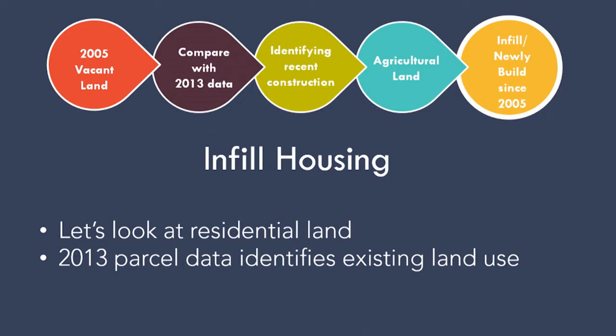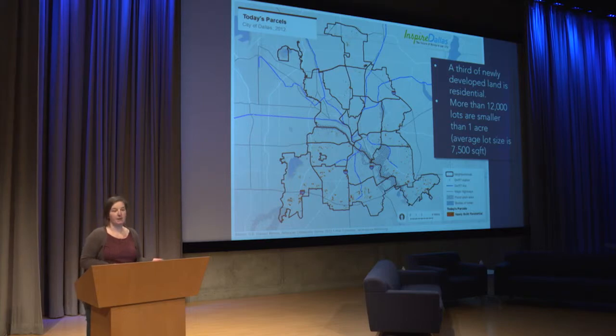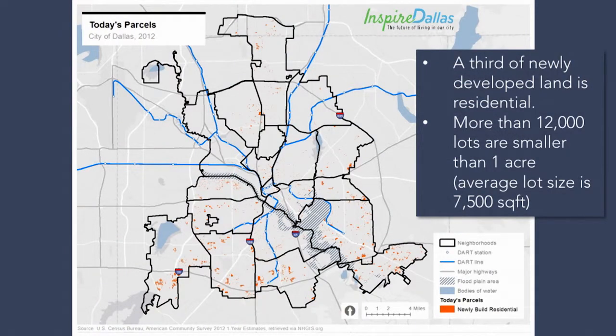I want to look at the residential land. I want to know what's going on in housing, what's happening. I'm looking at my residential land, and sure enough, about a third of the newly developed land is residential. And I'm like, oh, wow, that is great. But we still see there are huge areas down there which could be suburbs. So I'm thinking, okay, what is probably not a suburb?